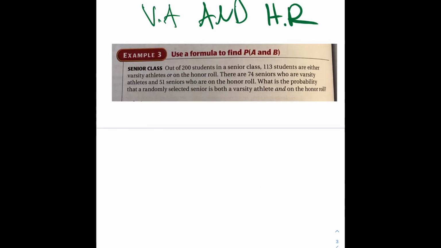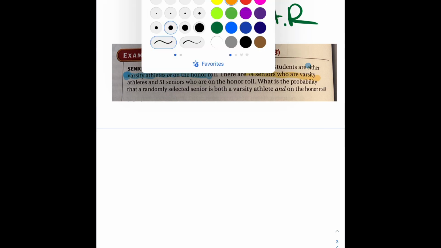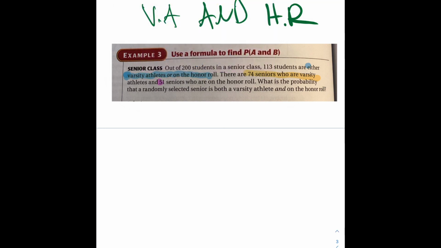Let's look at this example of a senior class. There are 200 students, 113 are either varsity athletes or on the honor roll. There are 74 students who are varsity and 51 students who are on the honor roll. What is the probability that a randomly selected senior is both a varsity student athlete and on the honor roll?